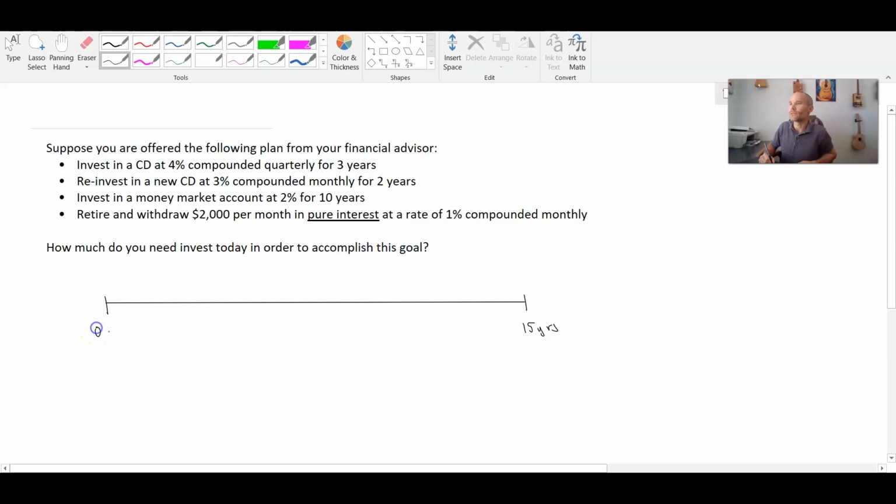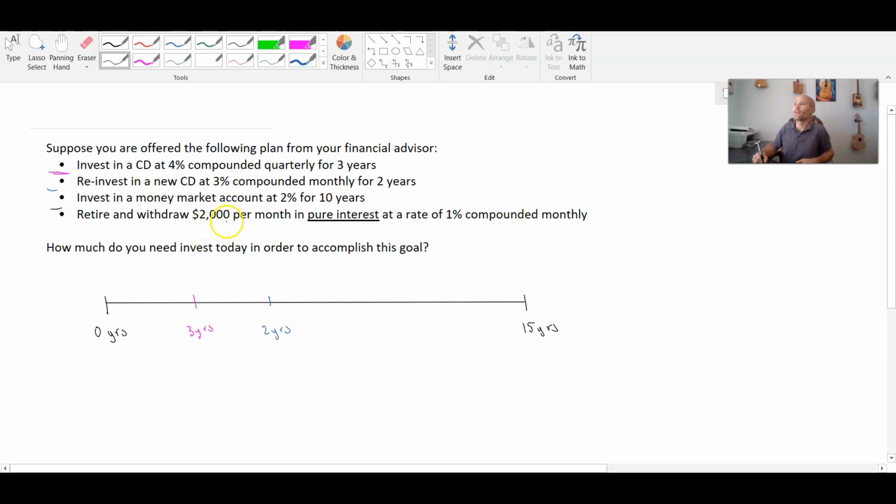And this is time equals 0 years. Now we know we have these key points here. So our first key point is that after 3 years, we're going to have to sort of recompute. So we'll say 3 years is right about here. And then after 2 years beyond that, you're going to have to readjust. After 10 years beyond that, after this 15-year mark, that's where we need to ensure that we have our total lump sum of money.